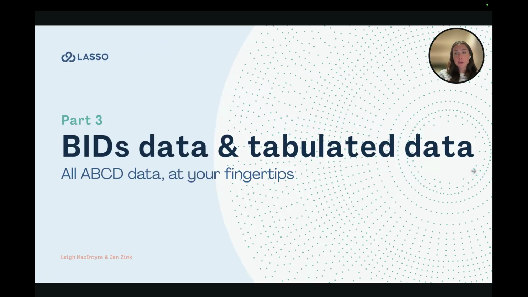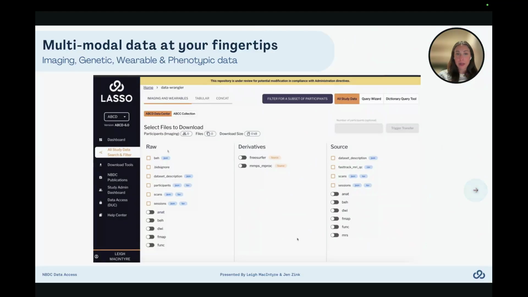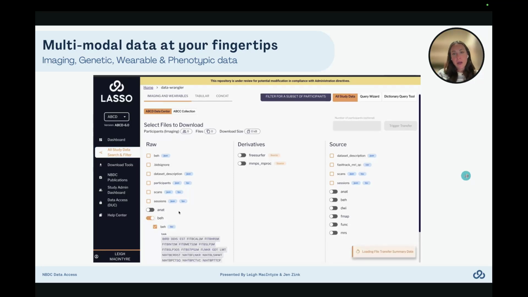Once you have an approved data use certification, you'll have access to all ABCD study data at your fingertips, and this is going to be BIDS data and tabulated data. So this is the first way you can query the data. Again, we're in the ABCD toggle and all study data search and filter menu item.